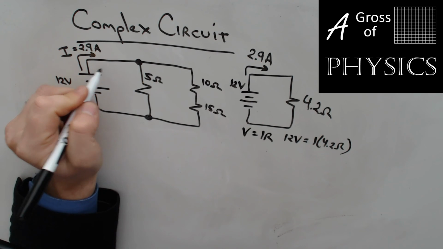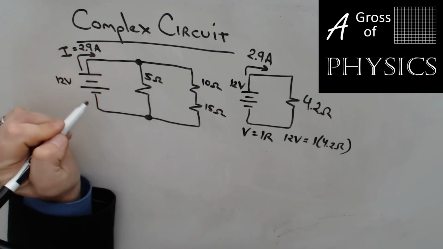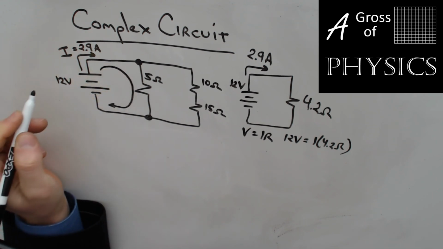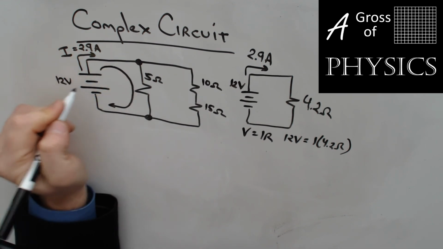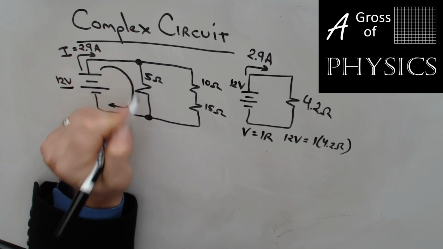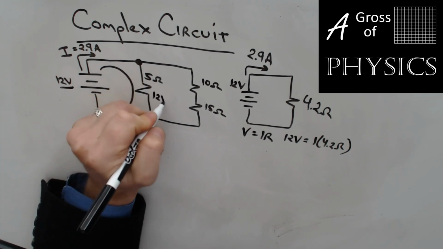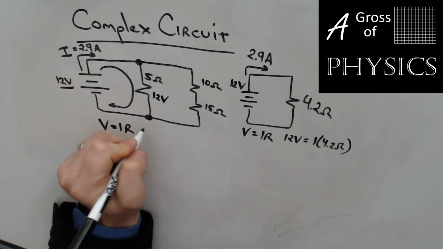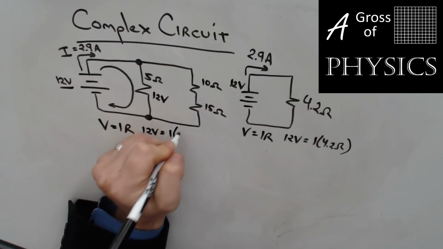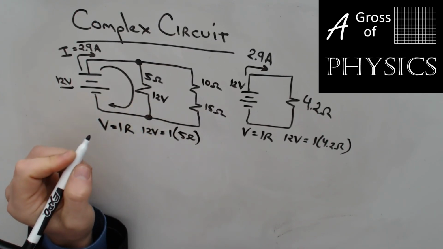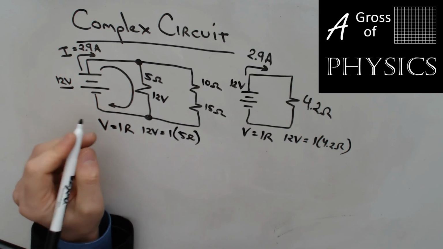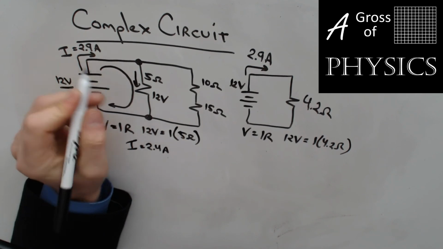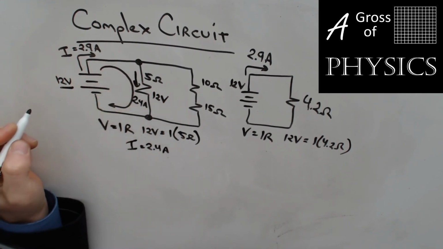Well, if I look at this, now I have some choices. I could do a loop rule. I could do a junction rule. I'm going to do a loop rule here because it has a single resistor. And the loop rule says that if I gain 12 volts, I have to lose the same amount going through this resistor. So it has to take all the 12 volts. V equals IR. 12 volts equals I times 5 ohms. 12 divided by 5 gets me 2.4 amps. So this here is 2.4 amperes.